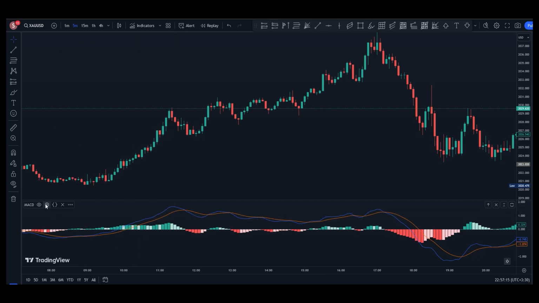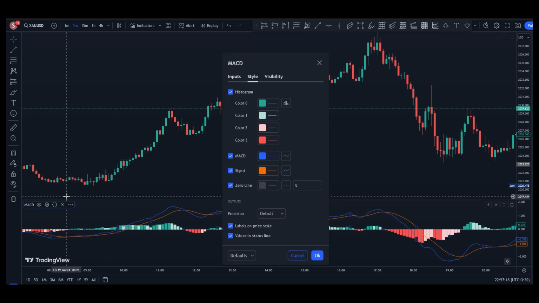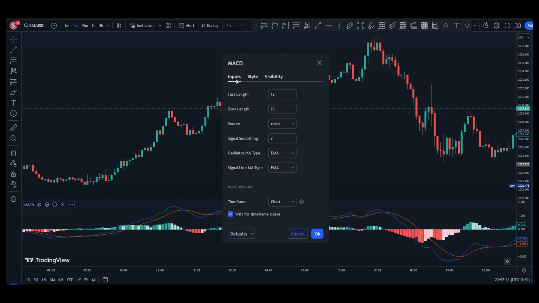If you want to change the settings, you have to click on this gear here, write settings, and you can change the style, the histogram line colors, and the MACD line color or signal line color. And if you want to change the inputs, you can click on the inputs label here. The fast length, as I told you, is the 12 EMA and the 26 EMA shows the slow length.